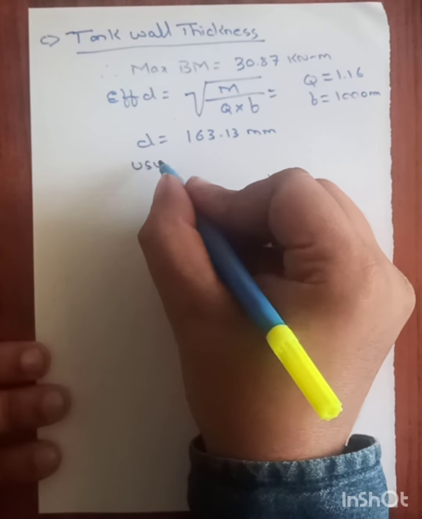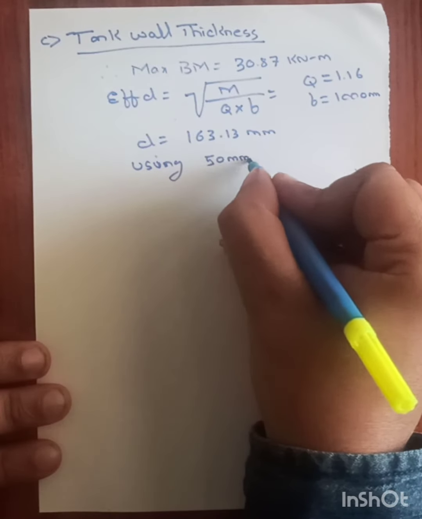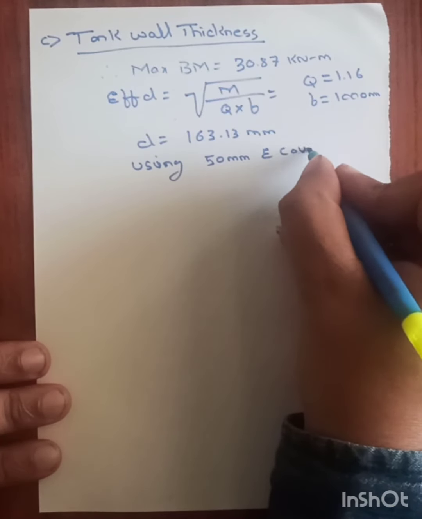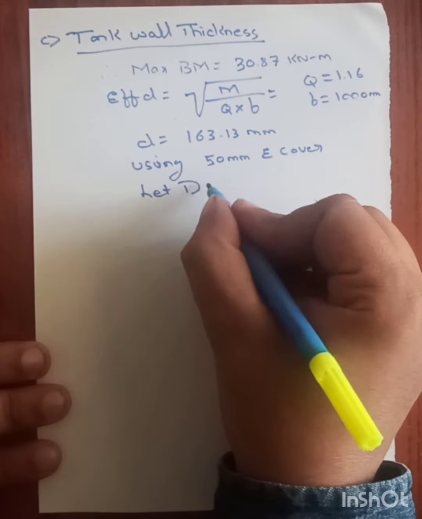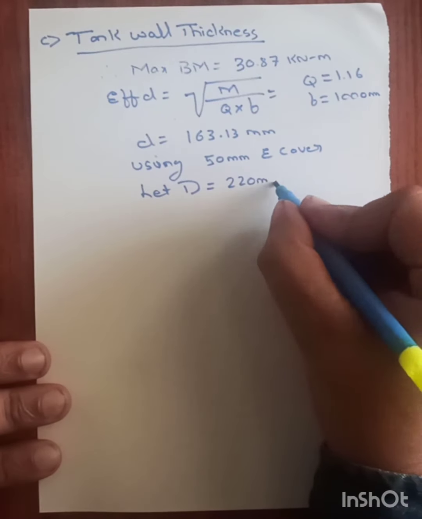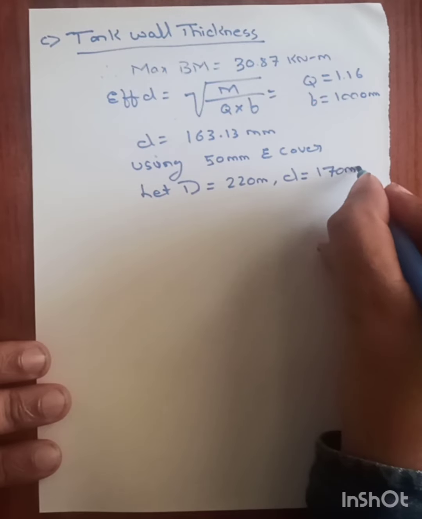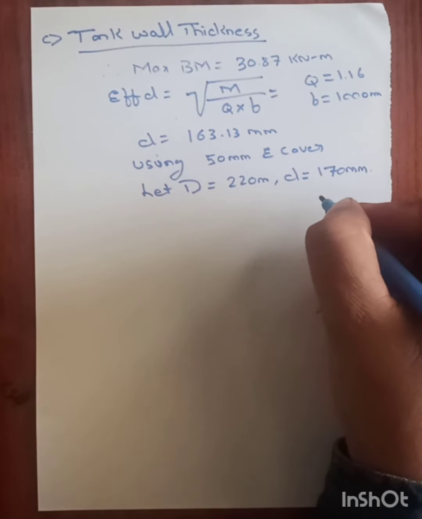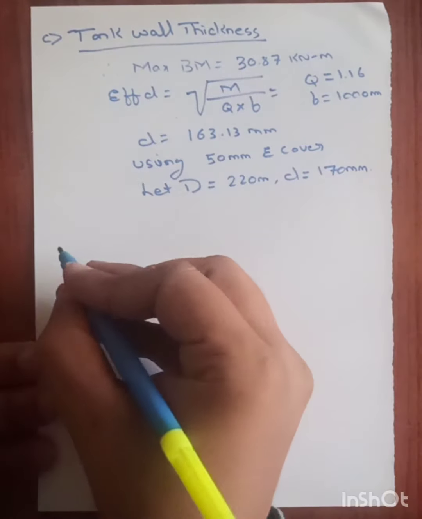So using 50 mm effective cover, let the overall depth be 220 mm and effective depth be 170 mm. So this is the thickness which we will be providing to the walls of the water tank.